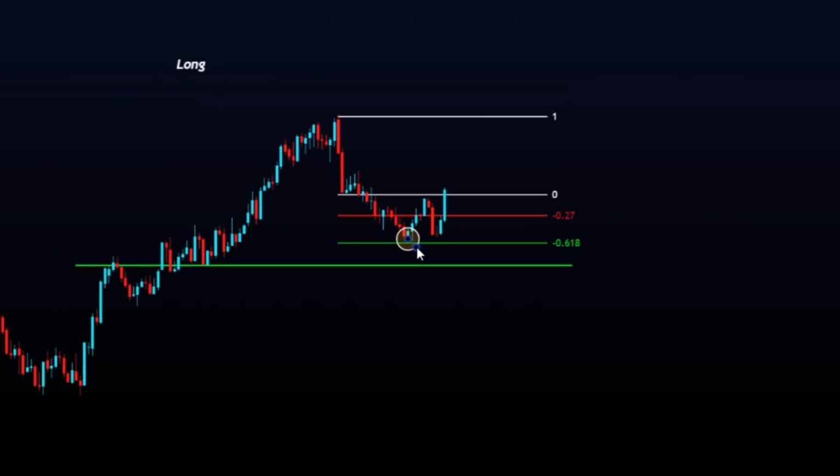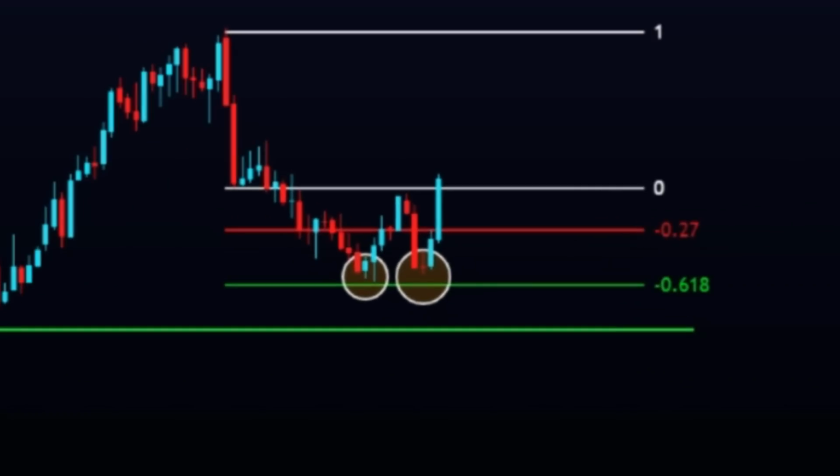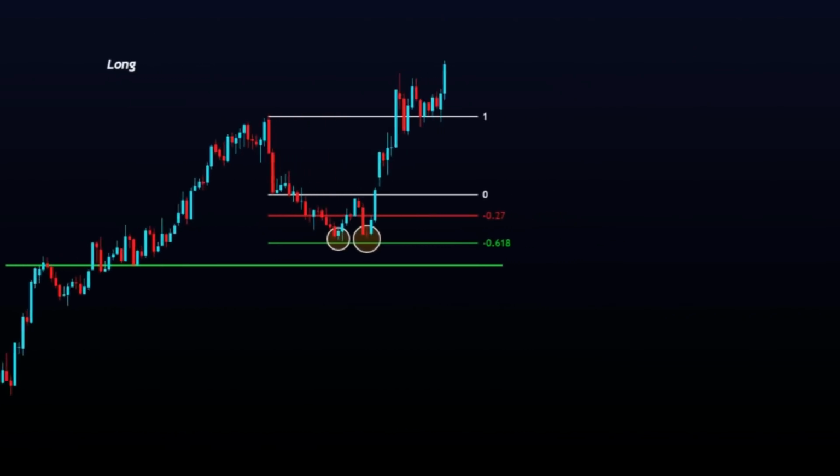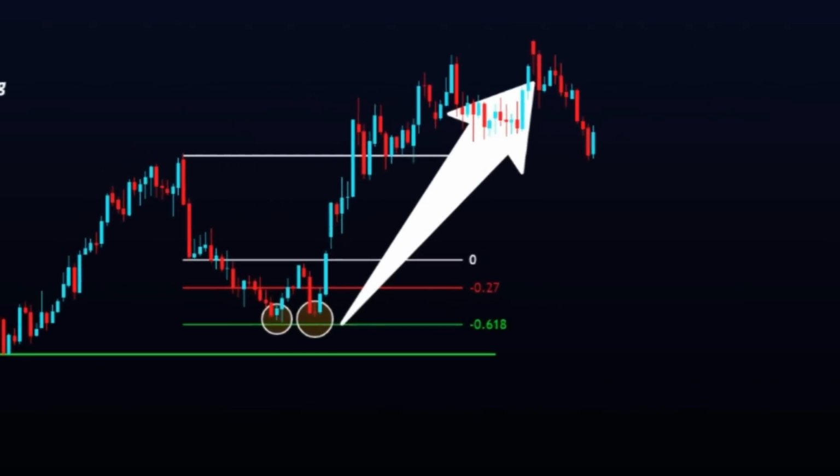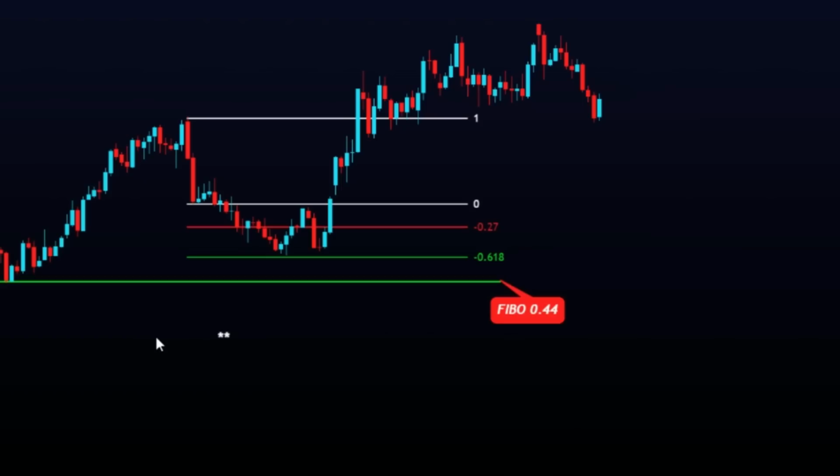You'll notice touches at the minus 0.618 Fibonacci correction, indicating the base has come to an end. From that point, candles will move on to hit a new high. So it's crucial to note, for bullish trends, if Fibonacci 0.44 is below or on the minus 0.618, there will be a next bullish rally for 100% win rate.